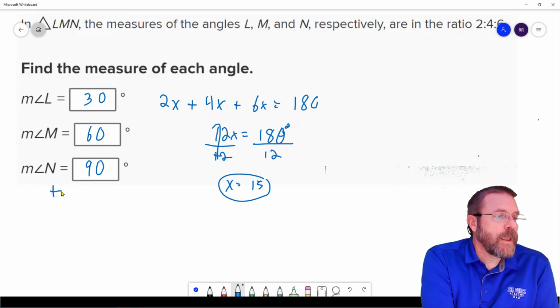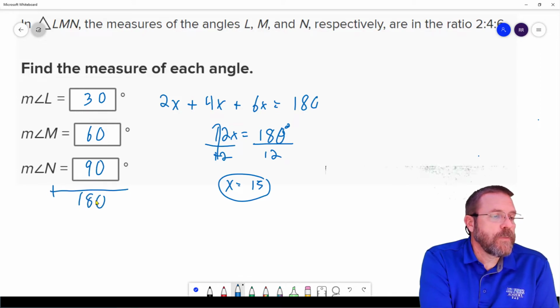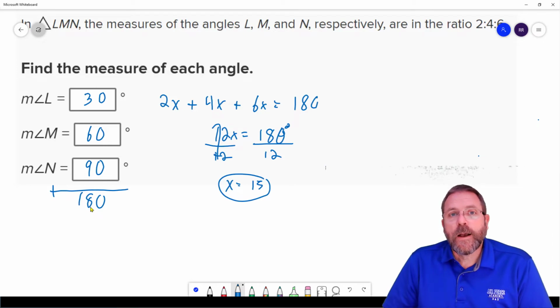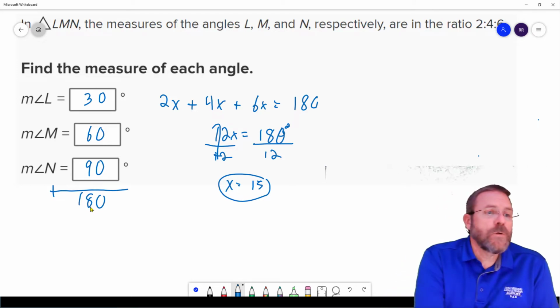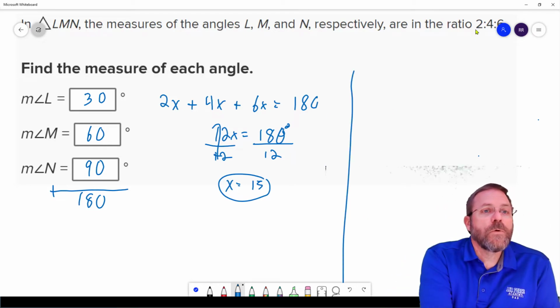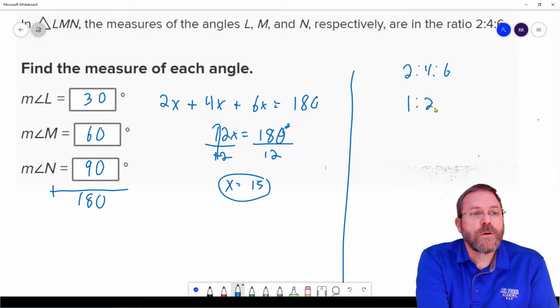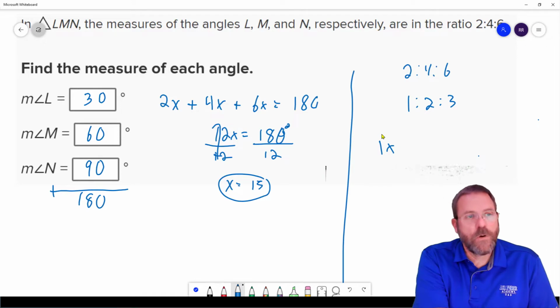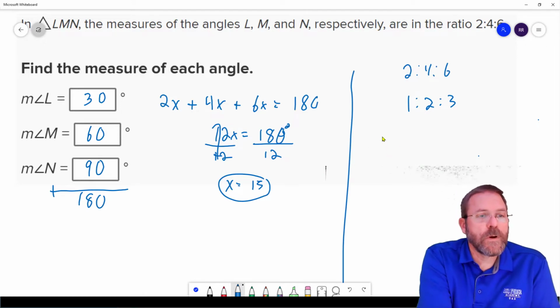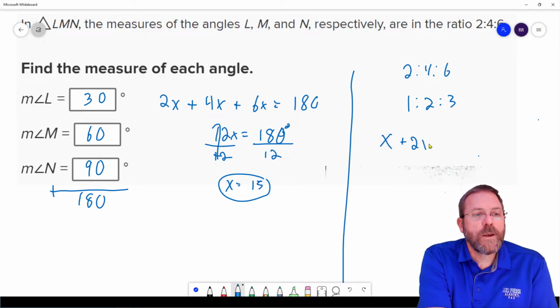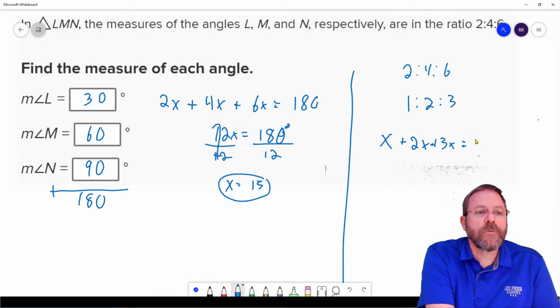And if I was to add all those up together, I would get the 180 degrees. Now, just another option that you could have done on this one, you could have said, well, you know what, 2 to 4 to 6 can be simplified to be a 1 to 2 to 3 ratio. Done 1x, or actually we're just going to call that one x because we don't put the 1 in front of it. X plus 2x plus 3x is going to equal 6x. I'm sorry, equal to 180 first.